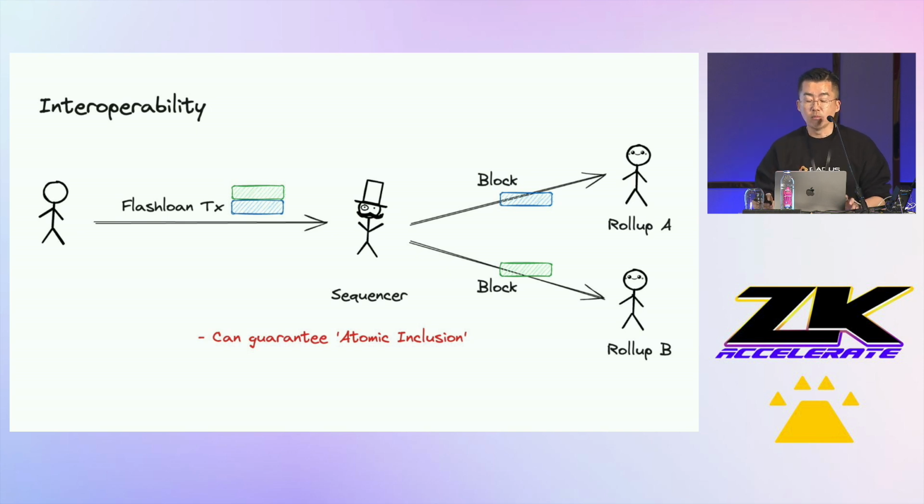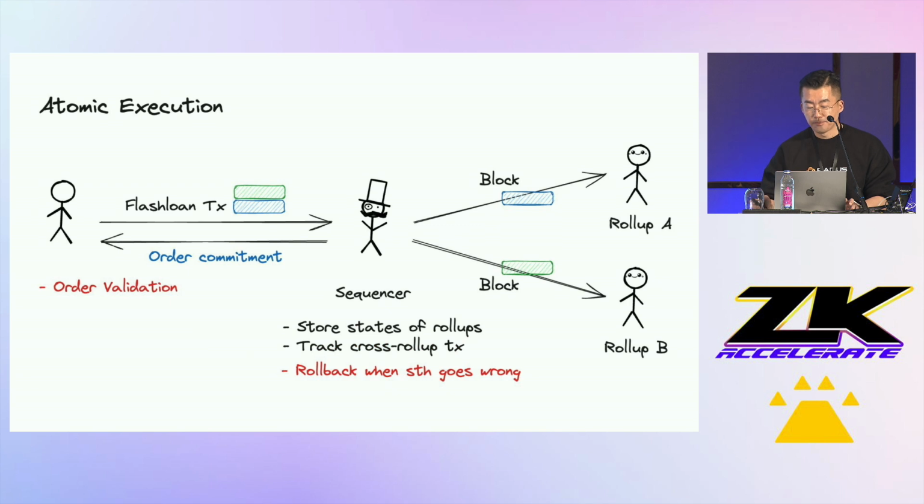One thing the sequencing layer can do is guarantee atomic inclusion, which means that the sequencing layer can build a block and include these flash loan transactions in multiple rollups. So we can guarantee atomic inclusion as well. But atomic inclusion is not enough to guarantee interoperability between rollups. We need some kind of atomic execution, because even though the transactions are included in a block, we cannot guarantee that they're going to be executed or reverted. So we need to prepare for this situation.